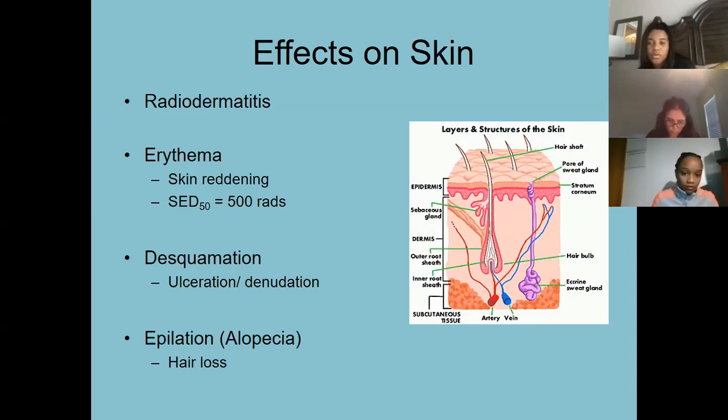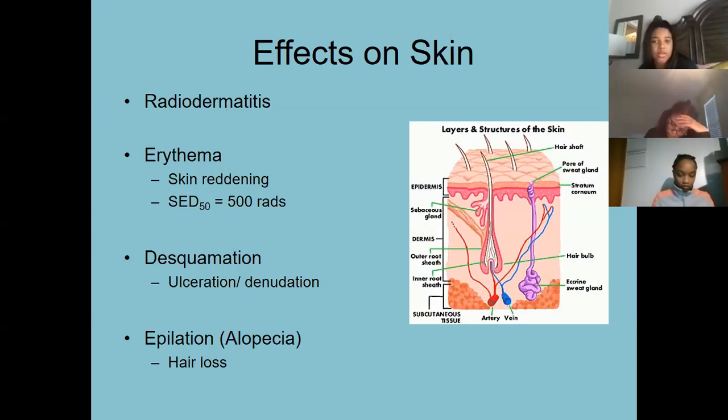5. 5 what? 5 gray or what? Is that what you said? 5 gray, that is correct. 1 gray equals 100 rads. So if we have 500 rads, that is 5 gray. So erythema can be caused in 50% of the population if the skin is exposed to 5 gray or 500 rads.